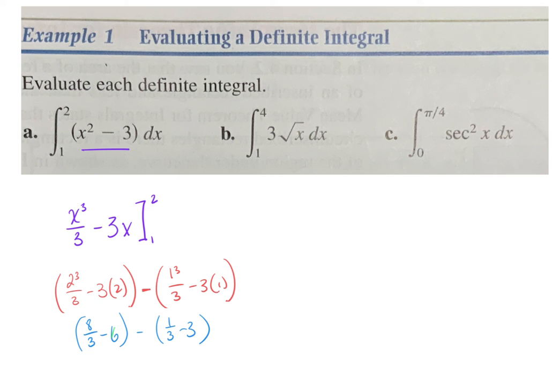So this is going to be 18 over 3. This is going to be 9 over 3. So 8 minus 18 is negative 10 over 3. Minus 1 minus 9 is negative 8 over 3.